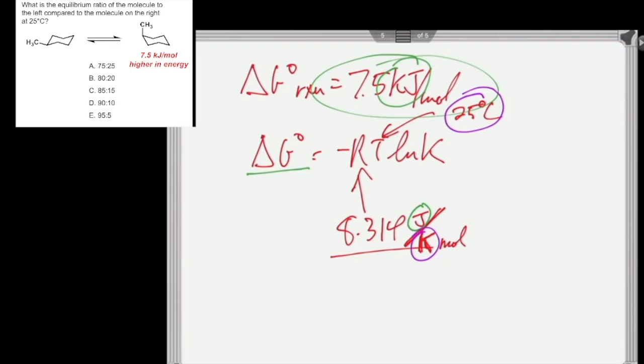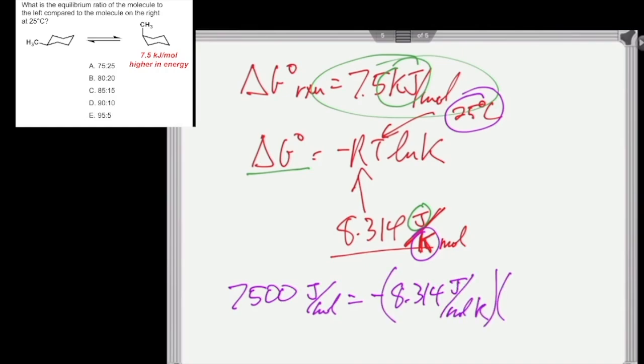If we bang this part out, this is going to be 7,500 joules per mole, equal to minus 8.314 joules per mole per Kelvin, all of that multiplied by 298 degrees Kelvin. Now we can solve for ln K. If you push all this through, ln K here would be equal to negative 3.03, or K is equal to 0.05.